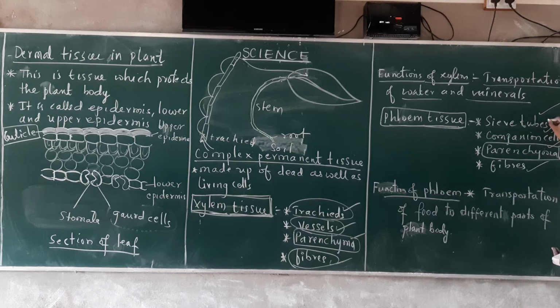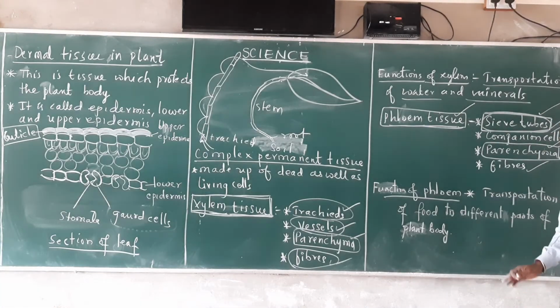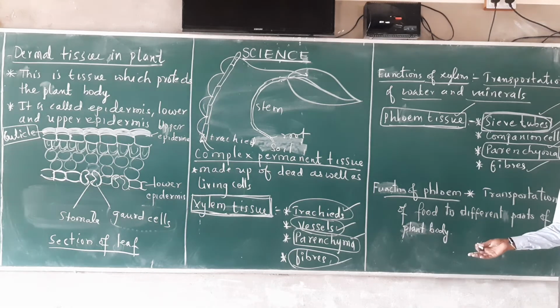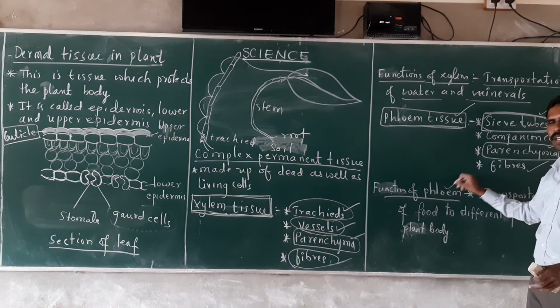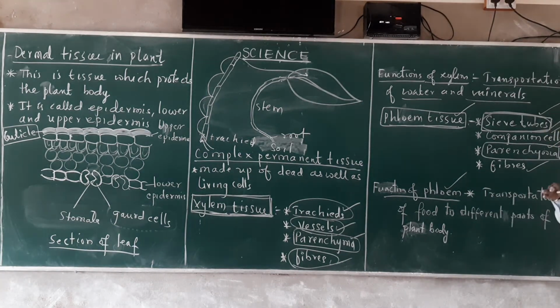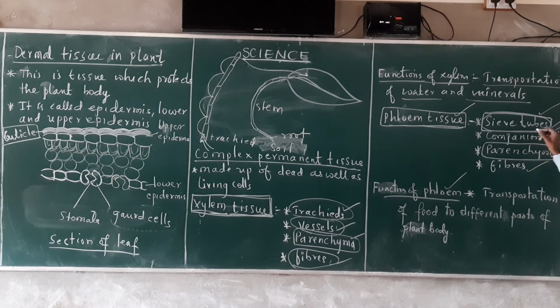Especially these sieve tubes are very important over here because they will help in the conduction of food which is prepared in the leaves. What is the main function of phloem? Phloem carries the prepared food, or prepared glucose or carbohydrate, to different parts of the plant body. During photosynthesis, whatever glucose is prepared is carried to the different parts of the plant body by phloem, especially the sieve tubes.